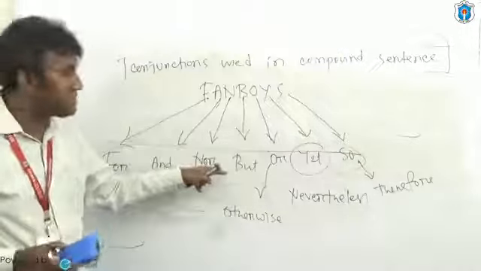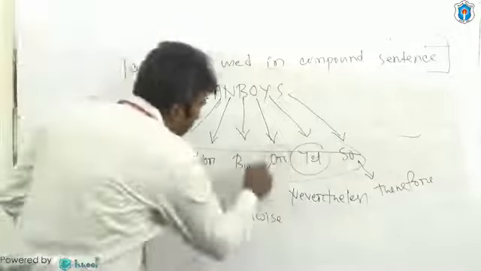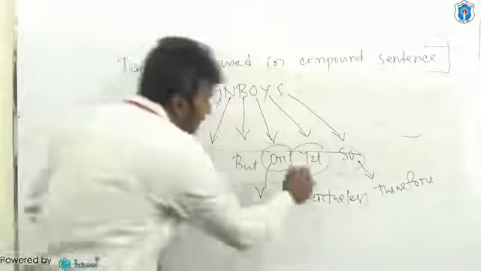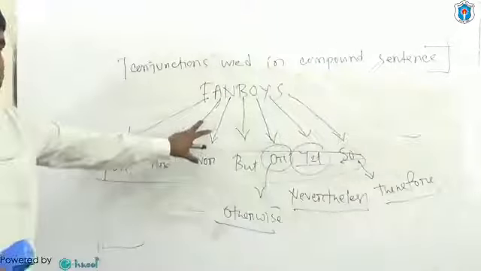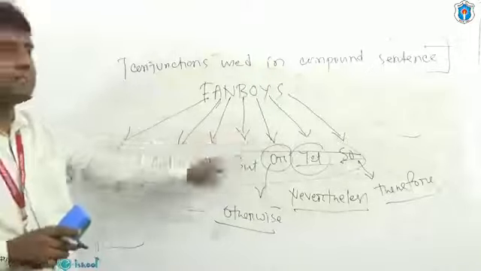in compound sentence. এবং তোমরা or এর পরিবর্তে otherwise ব্যবহার করতে পারো, yet এর পরিবর্তে nevertheless ব্যবহার করতে পারো, so এর পরিবর্তে therefore ব্যবহার করতে পারো. So, we have got 10 coordinating conjunctions used in compound sentence.